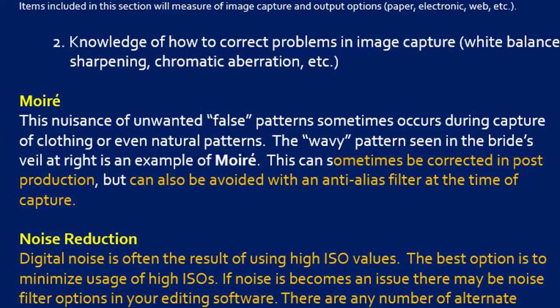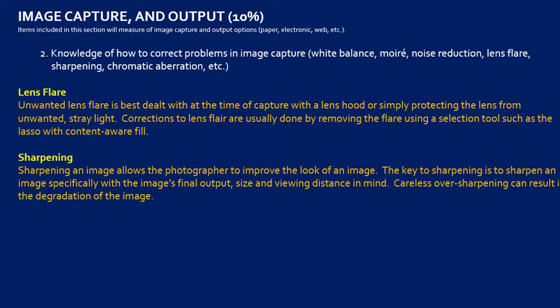Another problem that may appear at image capture is called moire. Moire is a series of false patterns which sometimes occur during capture of certain clothing or even natural patterns. The wavy pattern can be seen in this bride's veil, for example. It can be corrected in post-production, but it can also be avoided with an anti-alias filter at the time of capture. Next up is lens flare.